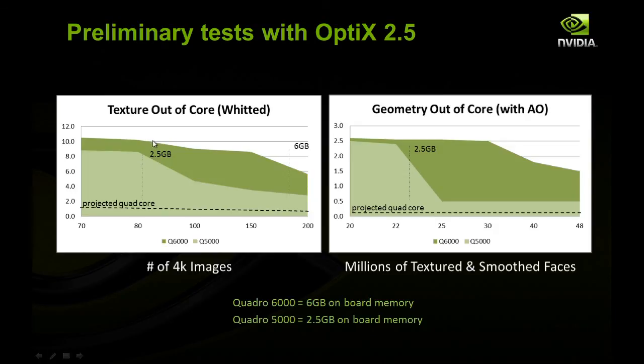And then on textures, here we're using a number of 4K images, so 100, 200 4K images. Now about 190 of them will saturate a 6 gig card. These were individual images; basically we did 200 frames off of a RED camera, and we're using that as our texture base. And we have more of a glide path. It's not as much of a cliff when we're dealing with textures, and that has something to do with the way we deal with texture memory. But these are some of the preliminary things.